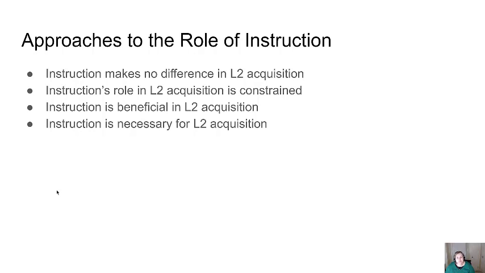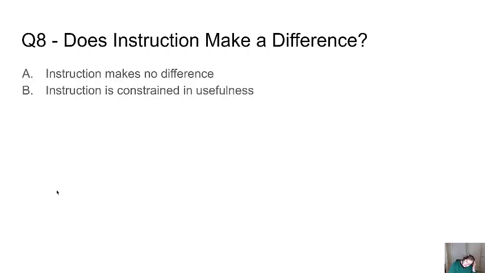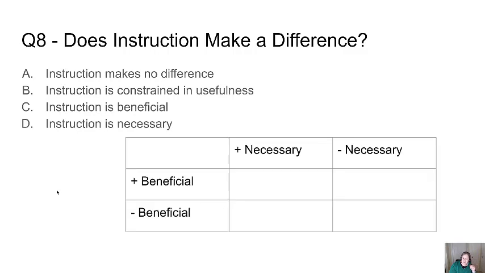One is instruction's role is constrained, which means useful to a point. The third one is instruction's beneficial, which is sort of unbounded, like there's no limits, but beneficial. And then the fourth is instruction is necessary, as in it does not happen without. So, okay, here are the four positions again, and here is a nice little table.